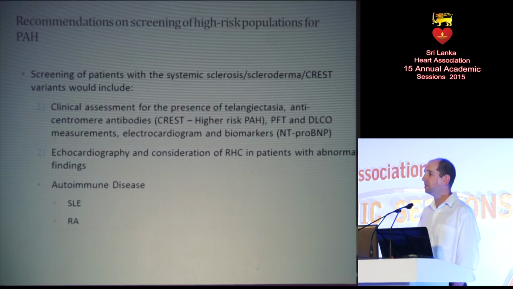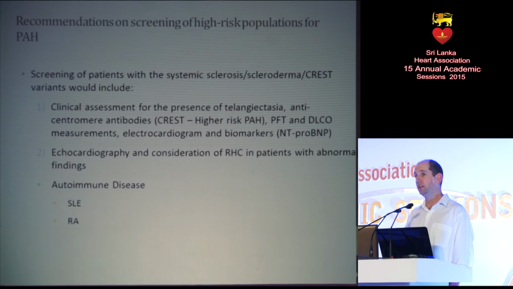Now, one of my colleagues in Newcastle has a particular interest in autoimmune disease and pulmonary arterial hypertension, and so he's expanded this to looking at patients with SLE, but in more recent times looking at patients with rheumatoid arthritis. And certainly when using a combination of exercise stress testing and echocardiography, there is a not insignificant proportion of patients with rheumatoid arthritis who also have pulmonary hypertension.